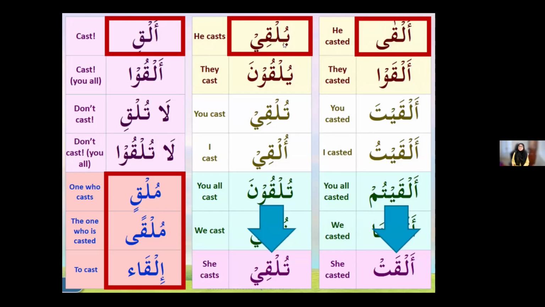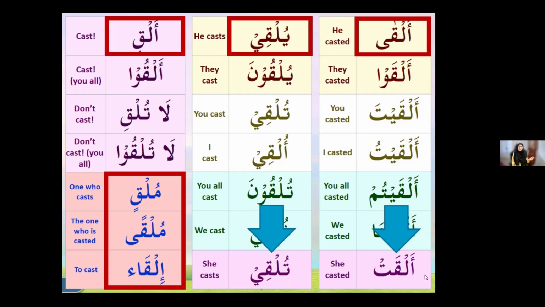Then you want to make the plural of yulqi: yulquna. So you should remember these four: alqa, alqaw, yulqi, yulquna. And here, alqa, he casted.